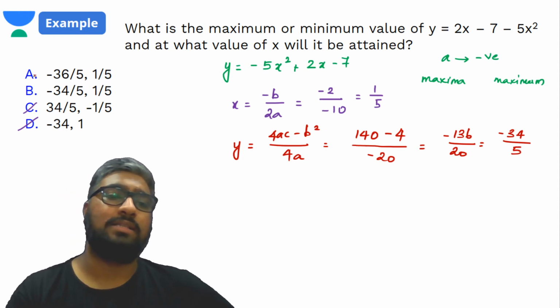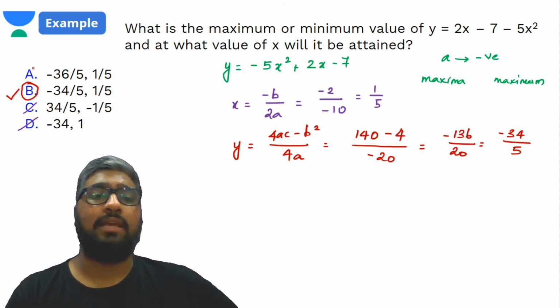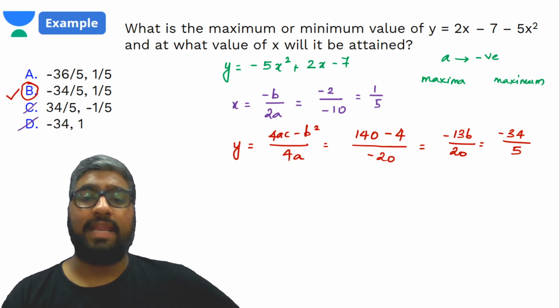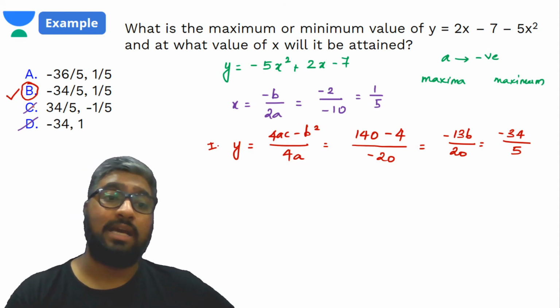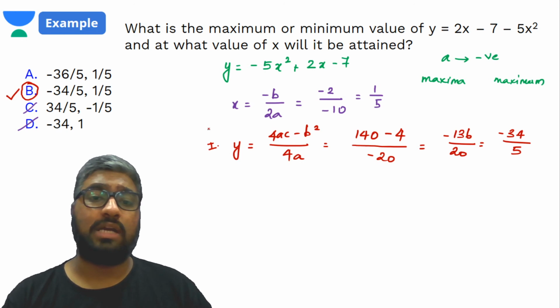So what is my answer? Option B is the correct answer to this question, and option A is wrong. Clear? So had you directly gone for this as your first step, you would have gotten the answer right away. And that is what would happen when you use derivatives.